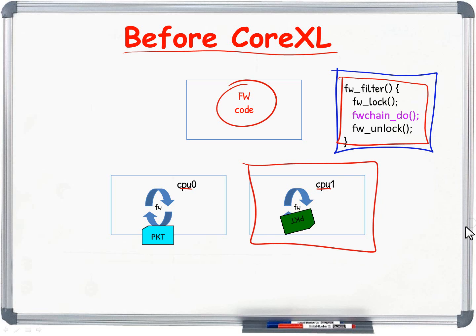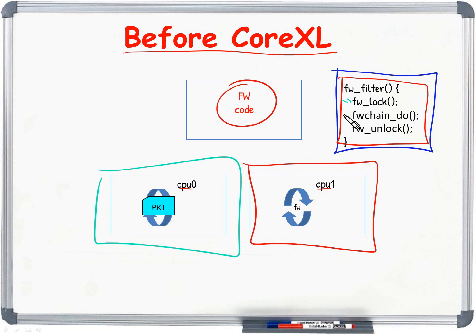And so that second CPU cannot do anything until the primary CPU has finished processing that connection. When it's finished processing that connection, it's going to do FW unlock and forward that traffic on its way, and now the whole process can happen once again for the second CPU. The second CPU can now process that connection. It's going to do FW lock, do FW chain do, and when it's completed, it's going to process that connection and forward that connection off on its way.